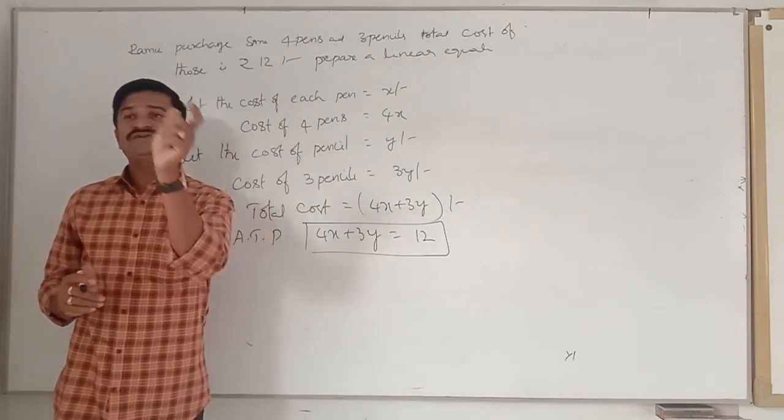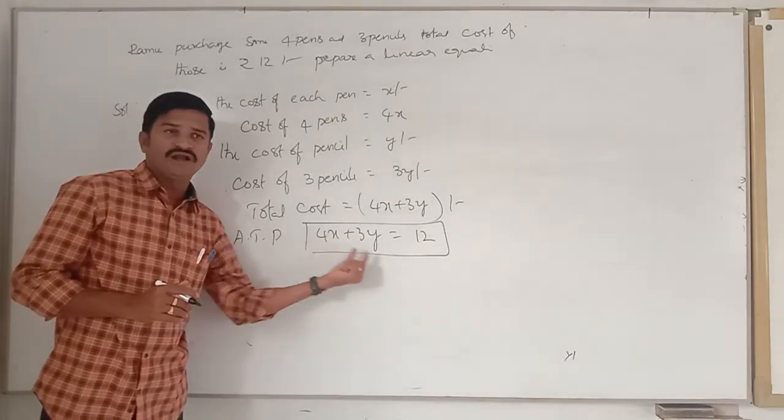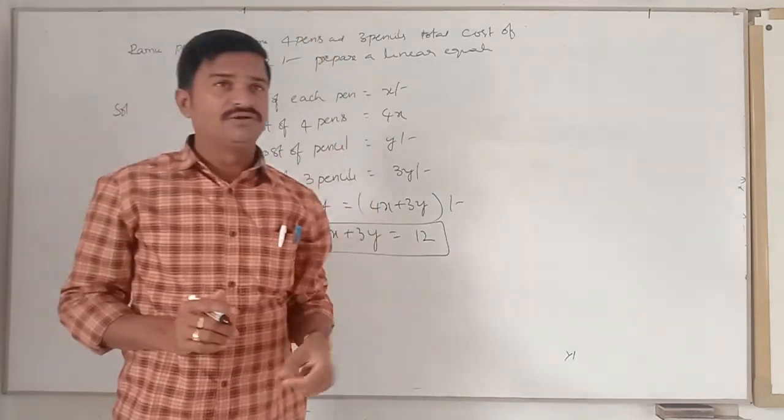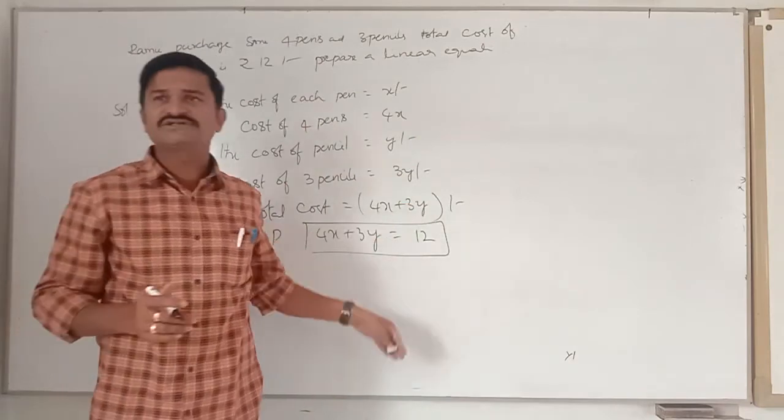Once you observe the coefficients of X and Y, what are the coefficients of X and Y here? 4 and 3. These are the factors of 12 or not? Yes, sir. Then one other method I told you: put X equal to 0, and you will get the Y value. That process you can do now.